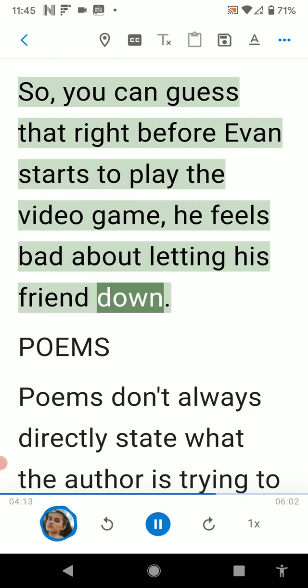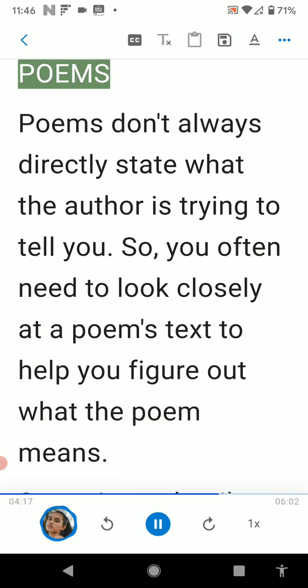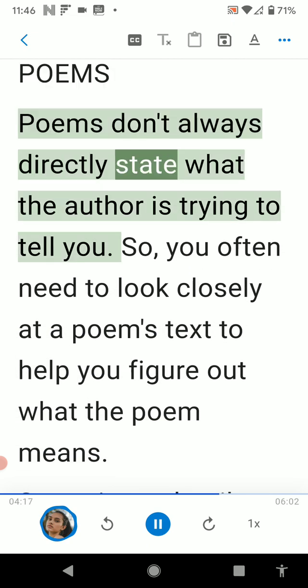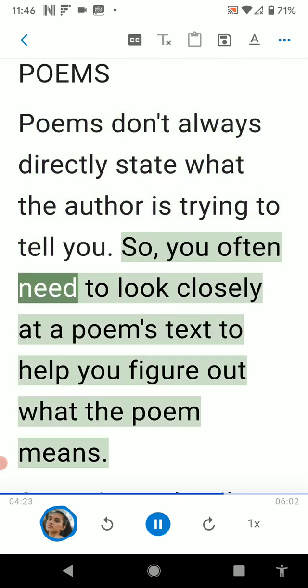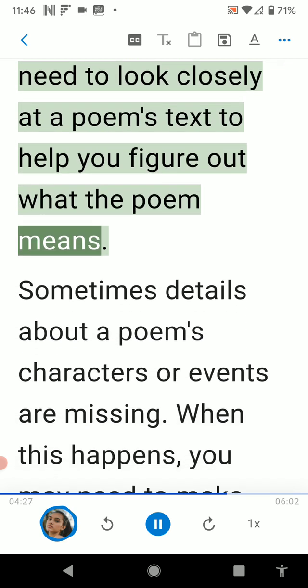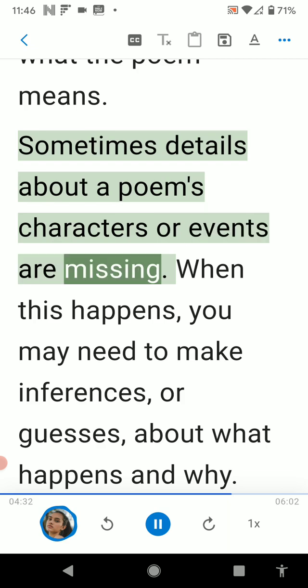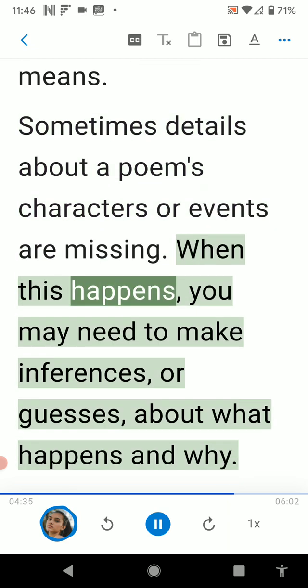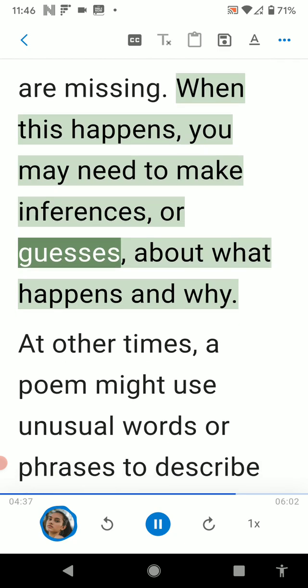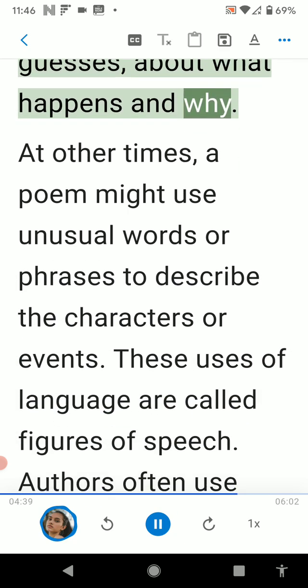Poems. Poems don't always directly state what the author is trying to tell you. So, you often need to look closely at a poem's text to help you figure out what the poem means. Sometimes details about a poem's characters or events are missing. When this happens, you may need to make inferences or guesses about what happens and why.